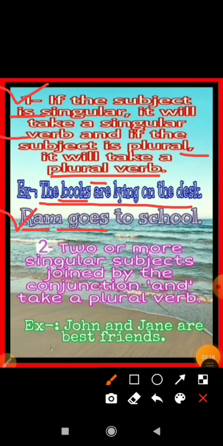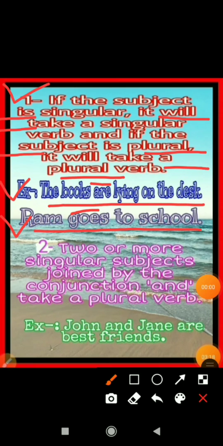With the singular subject we have used a singular verb, and with the plural subject we have used a plural verb. Second rule is, two or more singular subjects joined by the conjunction and take a plural verb. So two or more than two singular subjects, when they are joined with the conjunction and, we will use a plural verb with the subjects. Example, you can see, John and Jane are best friends. John is singular and Jane is singular. We have joined them with the conjunction and, that's why we have used are here. Now the subject is considered as plural. John and Jane are best friends.